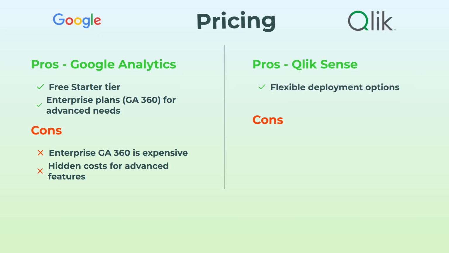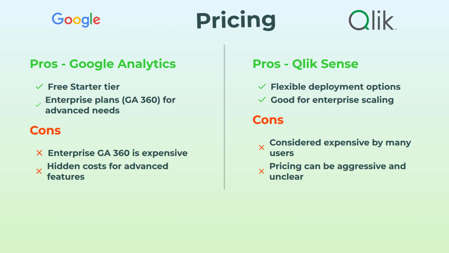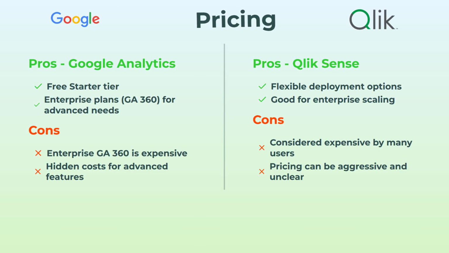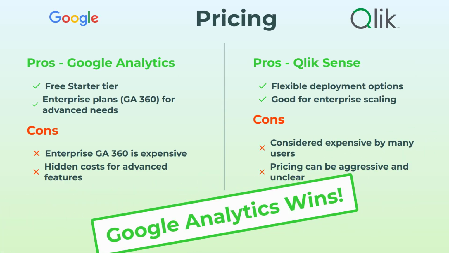Qlik, on the other hand, is super flexible on how you deploy, but it's kind of notorious for being expensive, especially for small teams. Pricing can be a mystery, like, wait, how much am I paying again? So for most folks, especially startups or people watching their budget, Google Analytics wins here.